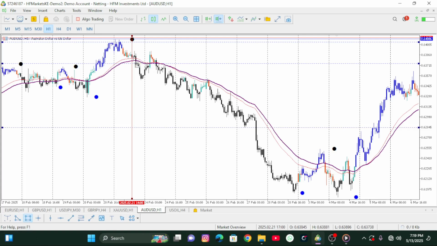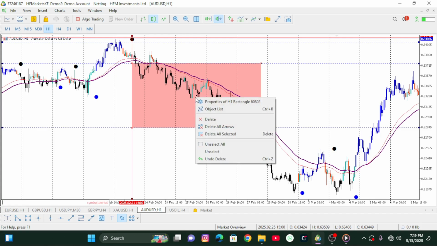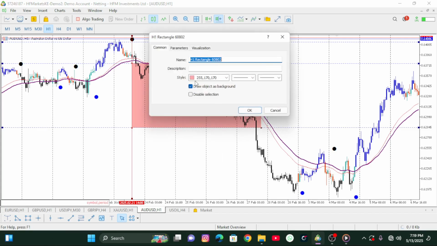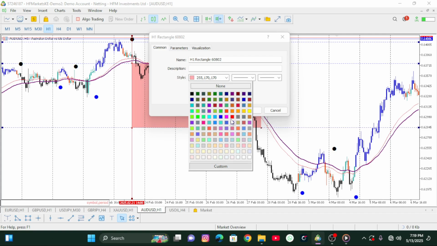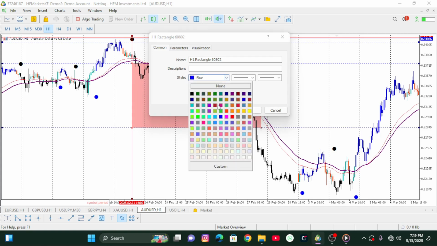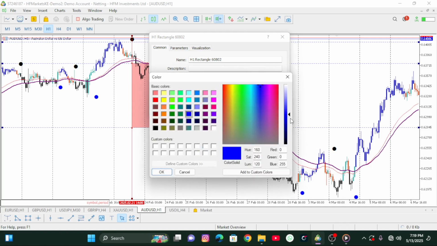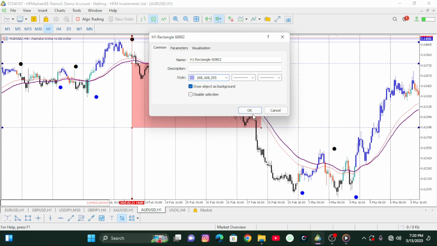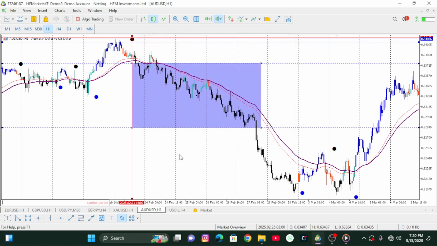So this is how we would have entered such a position. Let me change this color to blue, custom blue. So this will be how I would have set my take profit, and my stop loss would have been in this region.